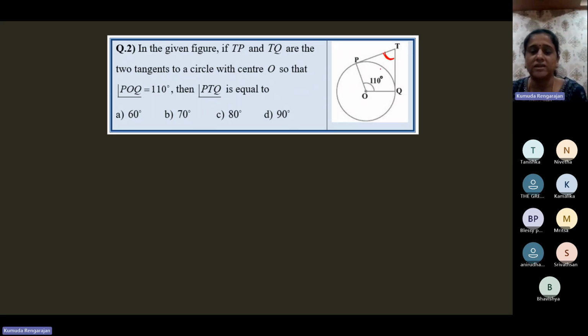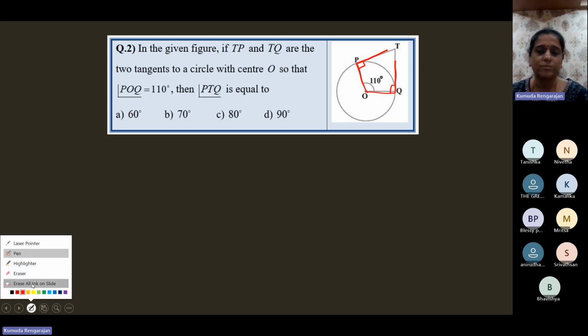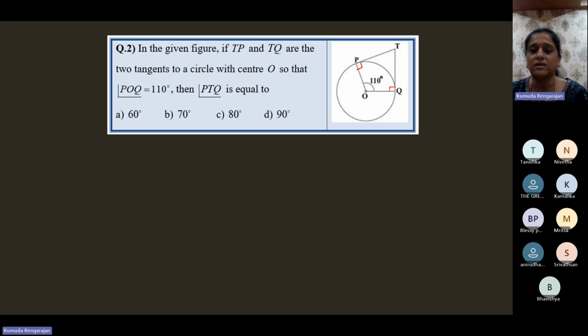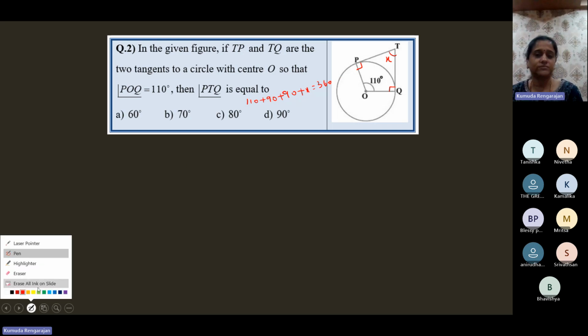You can find this using the angle sum property in a quadrilateral. You know that this is 90 degrees. This is also 90 degrees because radius and tangent make 90 degrees. So by using the angle sum property in a quadrilateral, 110 plus 90 plus 90 plus, you can call this X or angle PTQ, is equal to 360. That way you can find X.